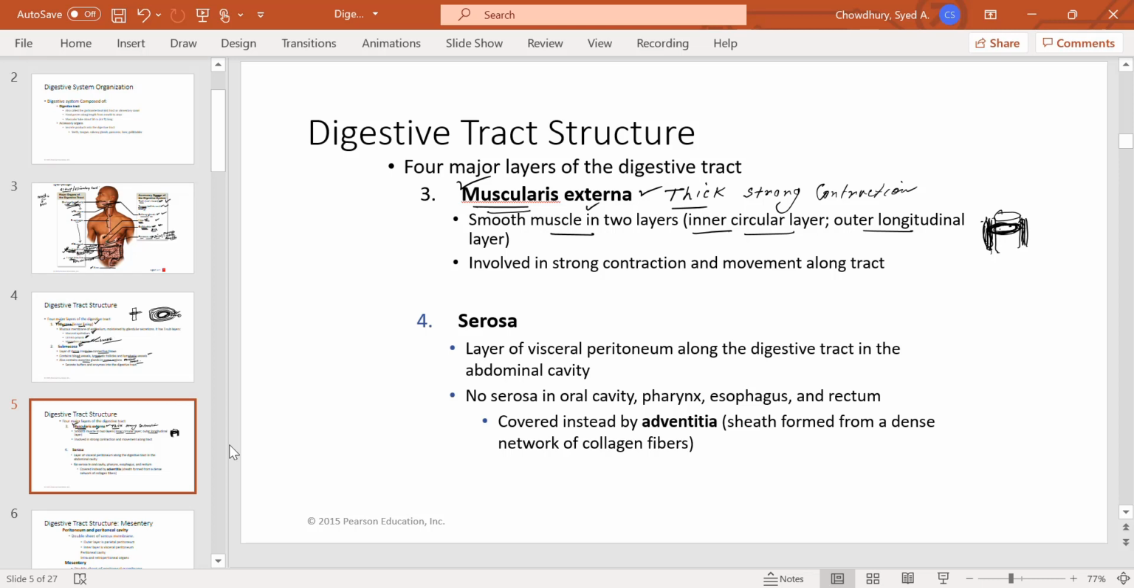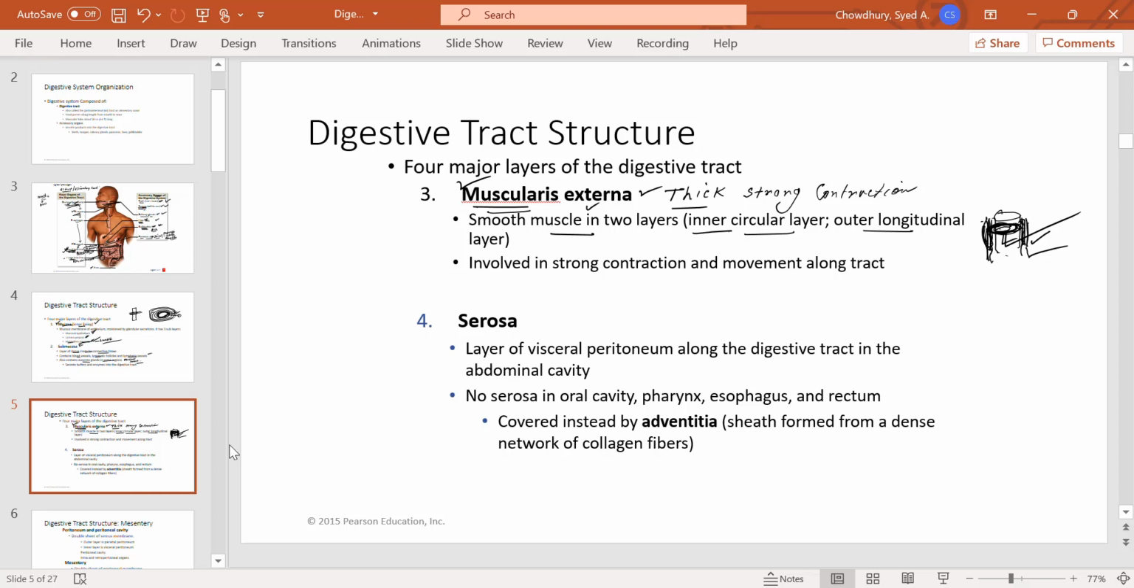Like, just think that if these circular fibers contract, then the lumen will get smaller, right? And when these longitudinal fibers contract, the tube will get shorter. So to cause the constriction of the tube or narrowing of the tube, the circular muscle fibers help. And to make the tube short, to help the food pass, that is helped by the longitudinal layer.